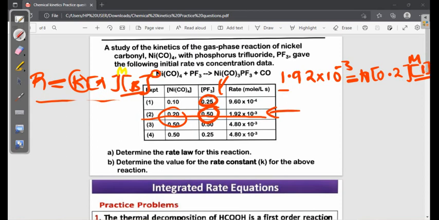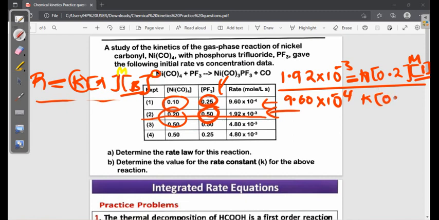And then over, I'll go to the first experiment. 9.60 times 10 to the power negative 4. And then k. And then what do we have? 0.1 to the power m. And then again, if I raise 0.25 to the power 0, it will also give me a 1. So no effect.